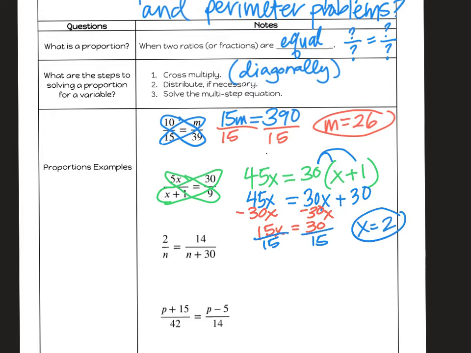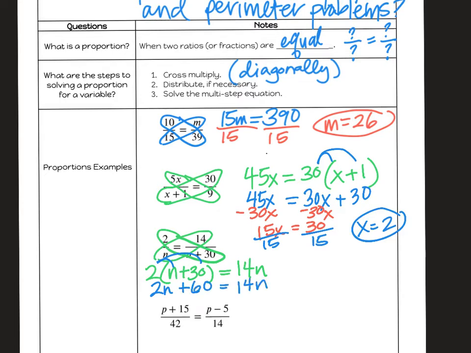All right, I'm going to kind of do the same thing for the next one as well. So I'm going to cross multiply. And when I do, I notice right now that I'm going to need to distribute again. So I'm going to put the 2 on the outside and the n plus 30 on the inside of the parentheses. And then on my other side of my equal sign, I'm going to put 14n. So I go ahead and distribute, and I'm going to get 2n plus 60 equals 14n.